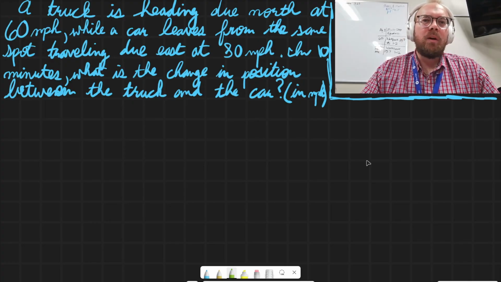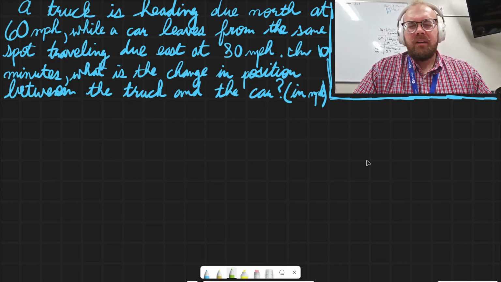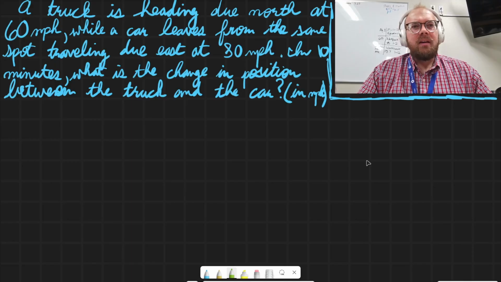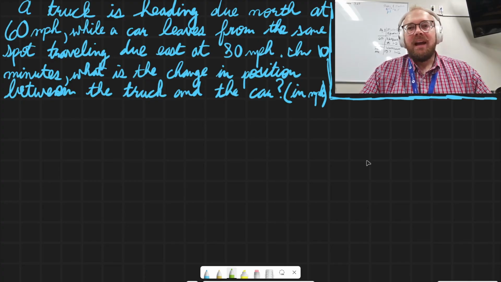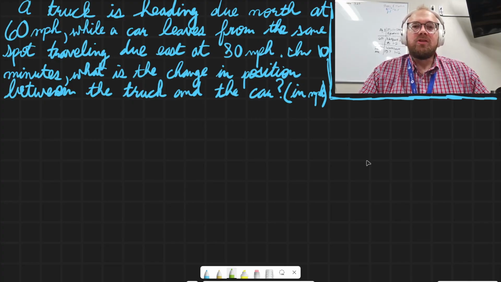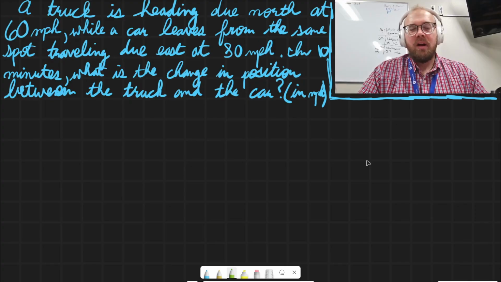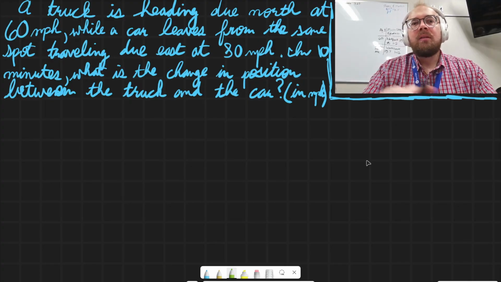This is a word problem on related rates, so Calc 1, and let's look at it. A truck is heading due north at 60 miles per hour, while a car leaves from the same spot, traveling due east at 80 miles per hour. In 10 minutes, what is the change in position between the truck and the car in miles per hour?